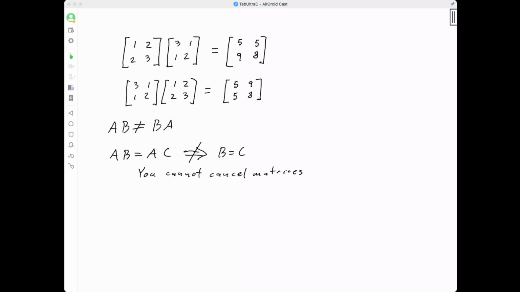And if A times B equals 0, this does not mean that either A or B is 0. So the zero product property does not hold for matrices. So this means that matrices in a lot of ways act like coefficients or numbers in an equation, but it doesn't work with changing the order of multiplication. It does not work with canceling matrices, and you cannot use the zero product property.